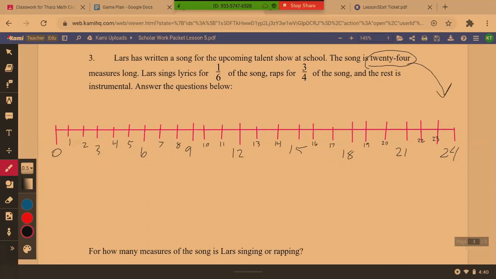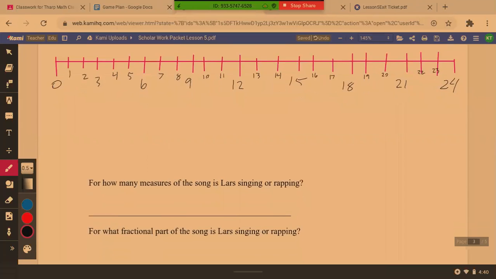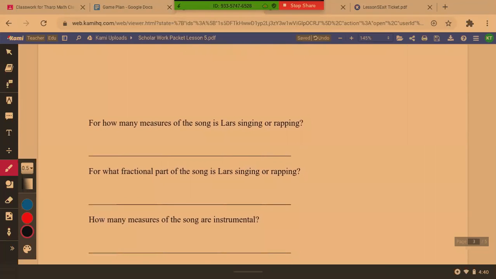And I'm not going to lie, I do not know anything about music. I don't know what a measure is. But I'm sure I know enough about math to compensate for my ignorance of music. So let's go to the questions.